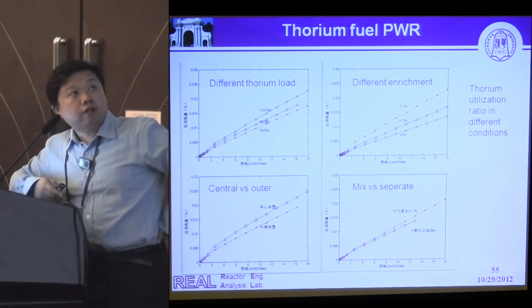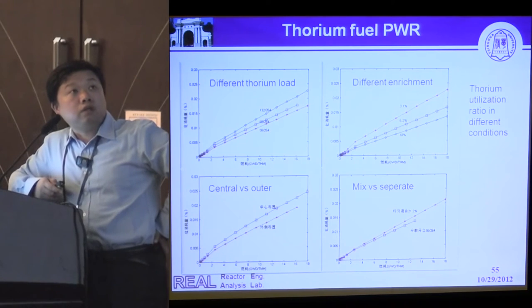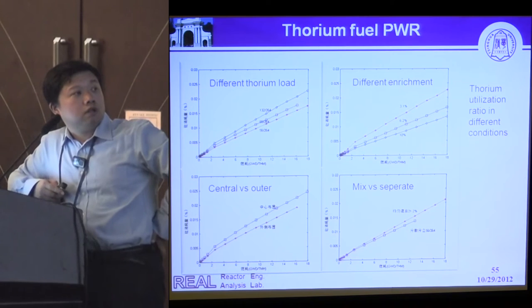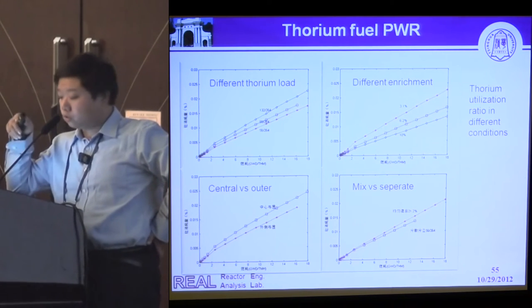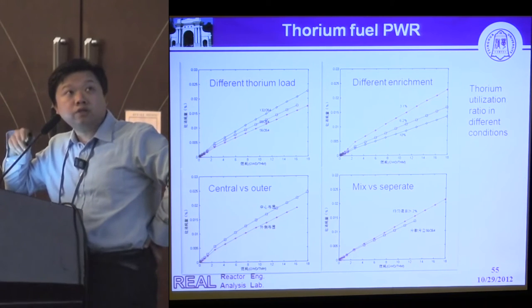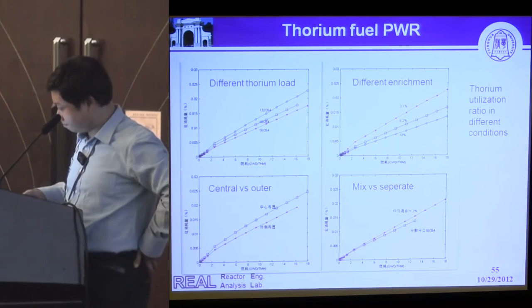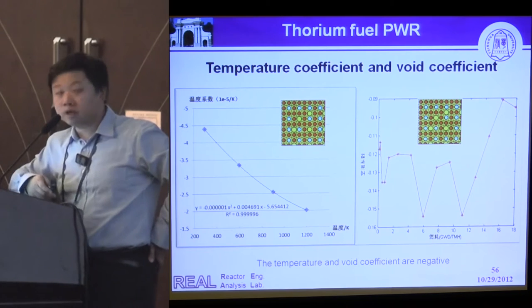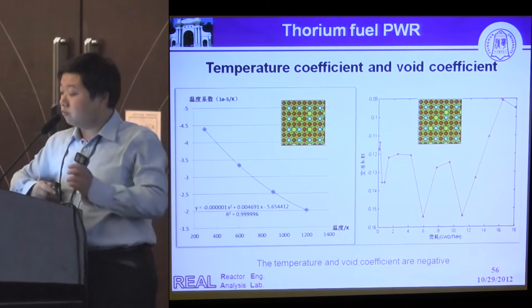And this figure shows the thorium utilization ratio in different conditions. We use different designs to increase it. We want to increase the thorium utilization ratio. And this figure shows the temperature and the void coefficient.